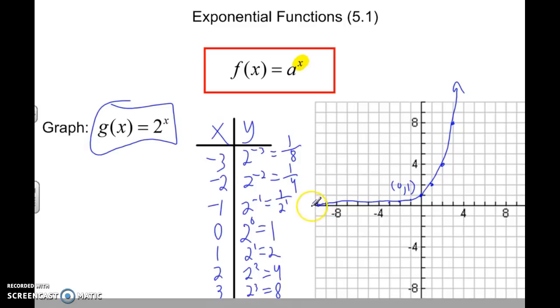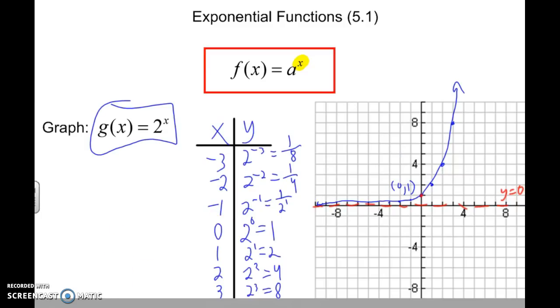So I do expect you to have this graph here, with this asymptote labeled at y equals 0, and this point here at (0, 1) labeled, and the behavior of the graph correct. That's a great sketch of the graph. You don't need to hit all those points.